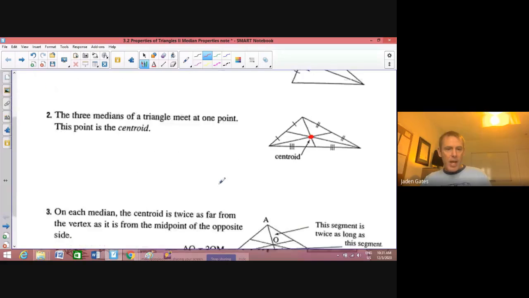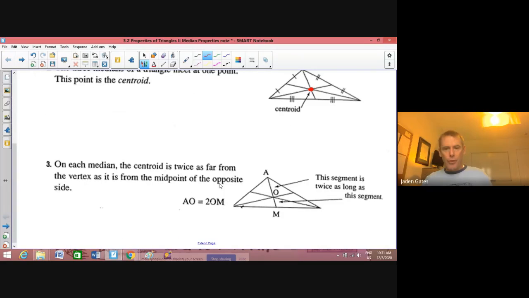All right, and then here's a different one. Here's our third property. On each median, the centroid is twice as far from the vertex as it is from the midpoint of the opposite side. That's pretty wordy. So when you've got your centroid here, which they call O, all right, and this distance here is twice as big as my blue line.